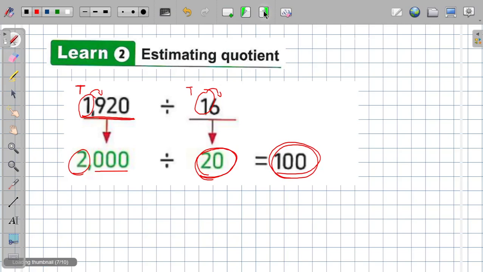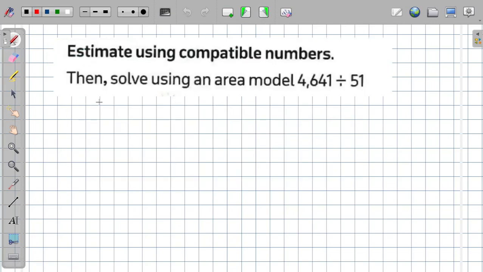Okay, so if I have an example like this, 4,641 divided by 51, I will write it like this: 4,641 divided by 51. Okay, I will round the first number.